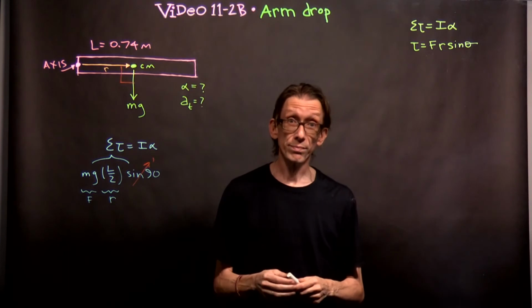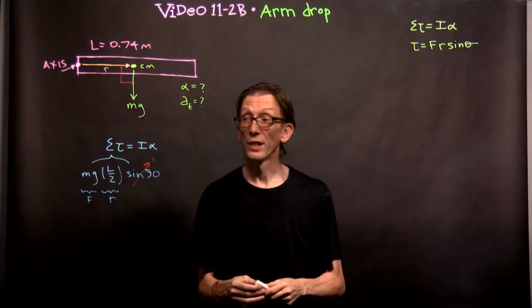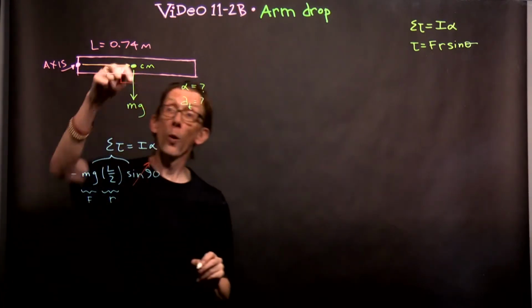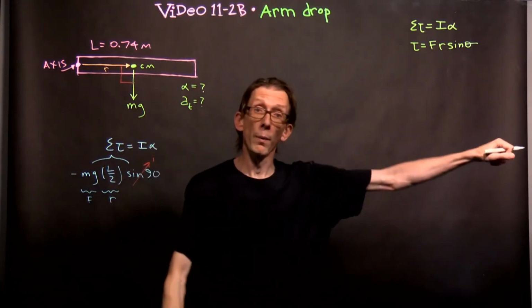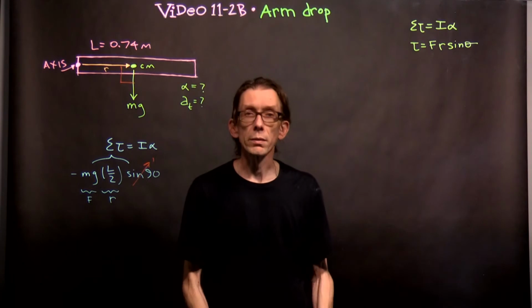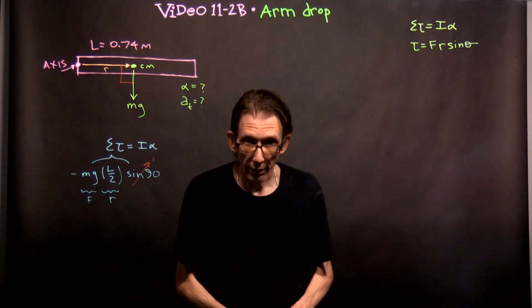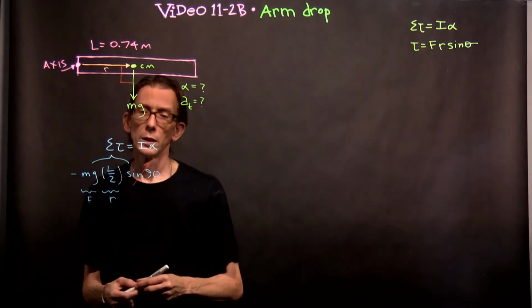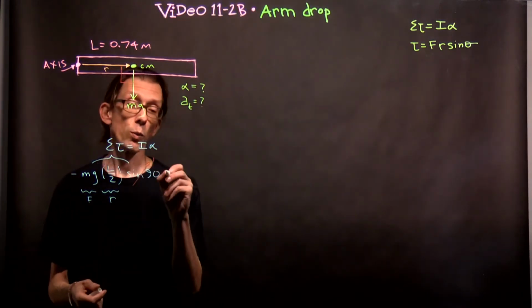It's a negative torque, right? It's a negative torque. So we're going to put a negative sign out in front because this force tends to rotate my arm in a clockwise direction. Clockwise is negative. So it's a negative sign out front. Okay, that's the left-hand side.